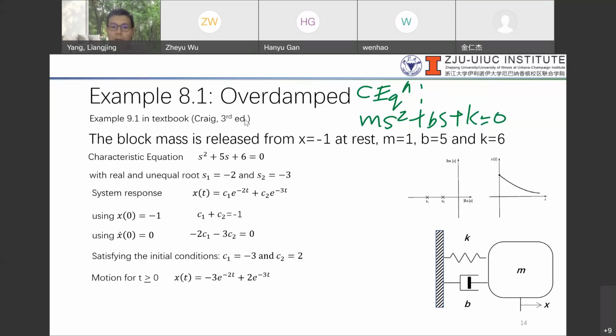In this case, of course, we are now given a few pieces of information. Okay, first we have our M, we have our B, and we have our K. We have our dynamic parameters of this system, and we also have the initial condition. Okay, this is x0 equal to -1. All right, so now start by plugging in our M equal to 1, B equal to 5, K equal to 6.